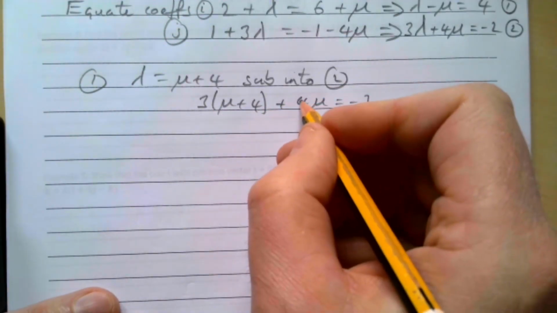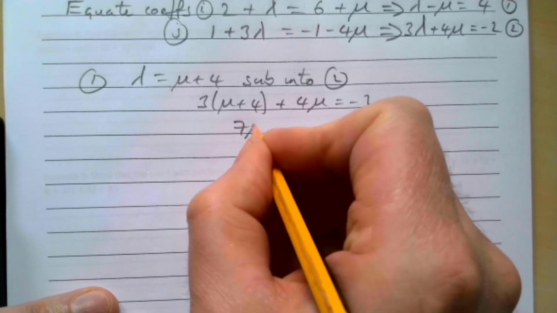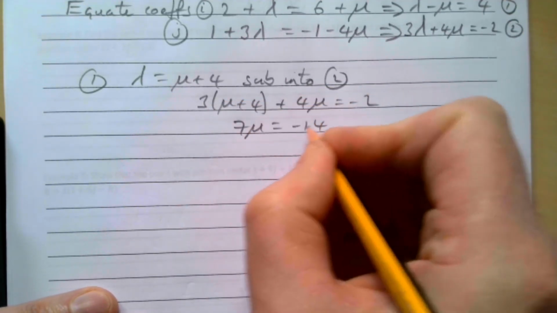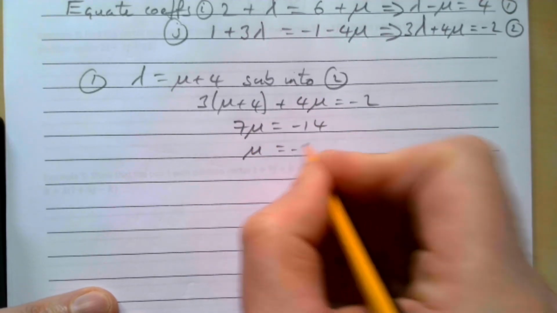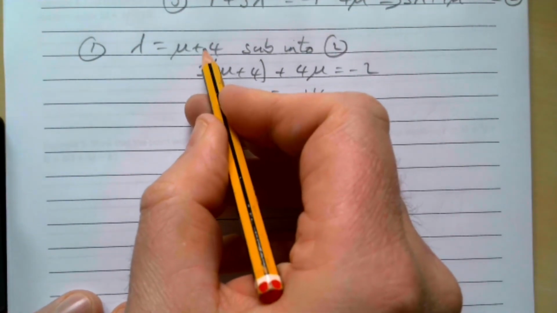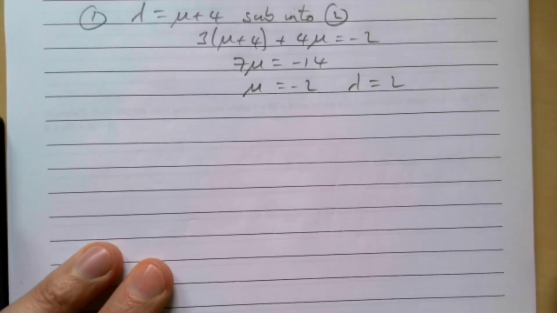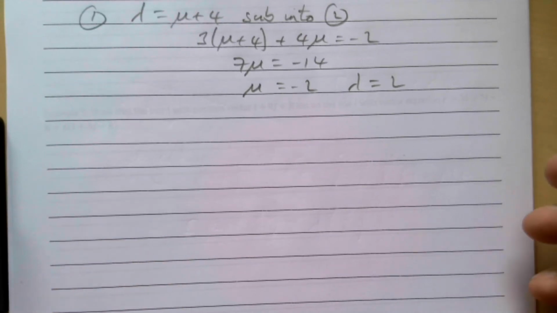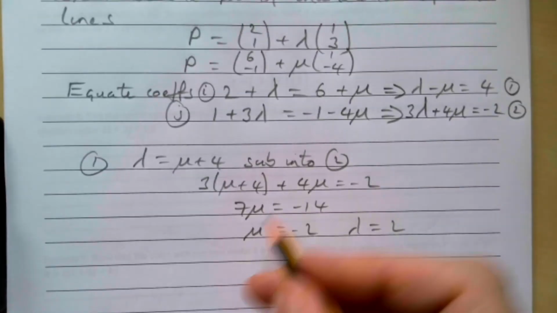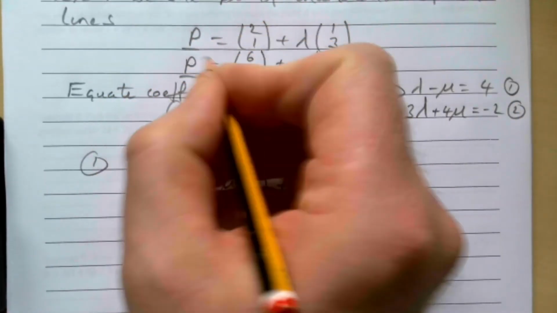3 mu and 4 mu, we're going to get 7 mu, and then that's going to be 12, so minus 14. That gives me mu is minus 2. If I sub minus 2 into there, that gives me the lambda is equal to 2. So where is my point? If you sub lambda is 2 into here, it's going to give you a point P.